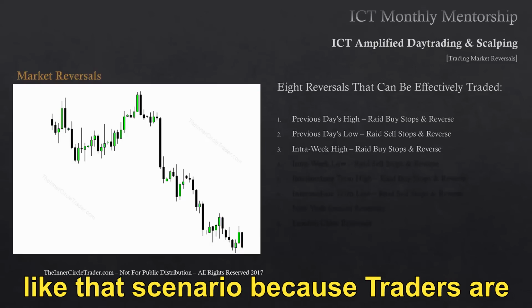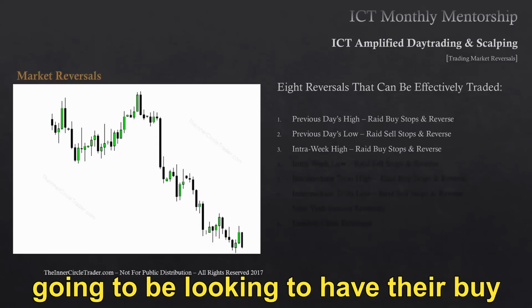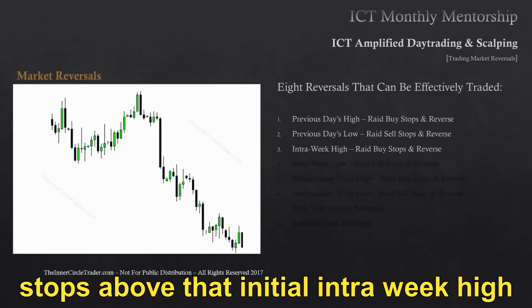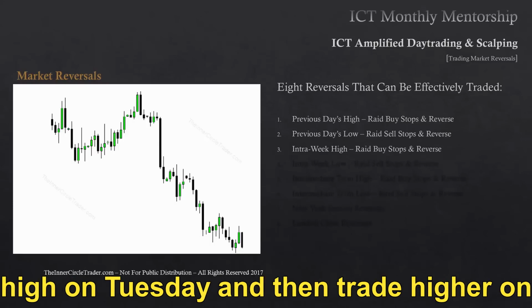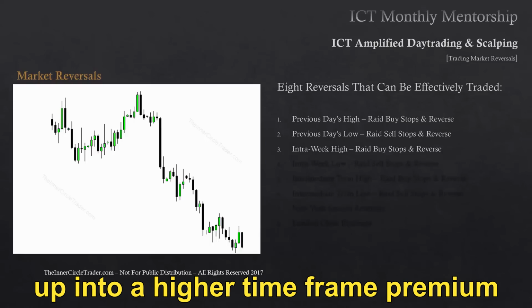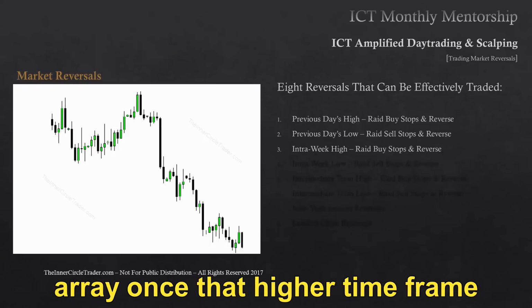I really like that scenario because traders are going to be looking to have their buy stops above that initial intra-week high. For instance, they could have made a high on Tuesday and then trade higher on Wednesday up into a higher time frame premium array.